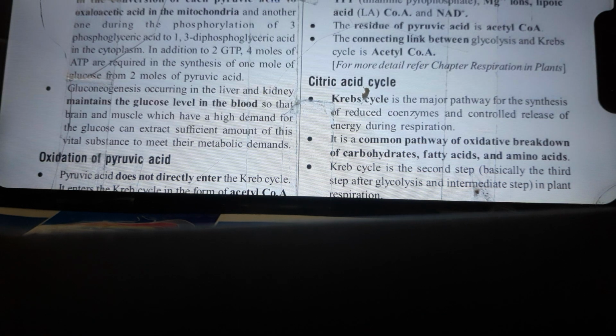Gluconeogenesis, occurring in the liver and kidney, maintains the glucose level in the blood so that brain and muscle, which have a high demand for glucose, can extract a sufficient amount of this vital substance to meet their metabolic demands.